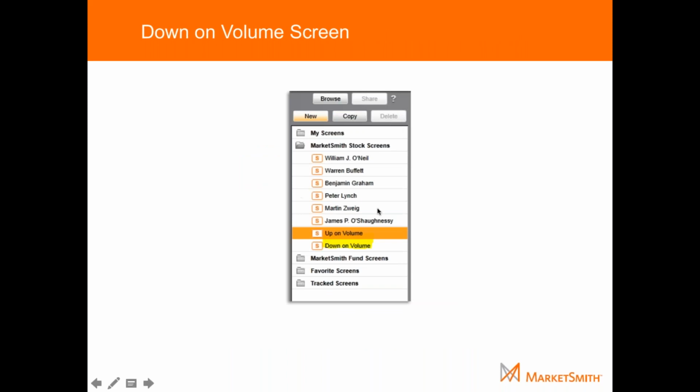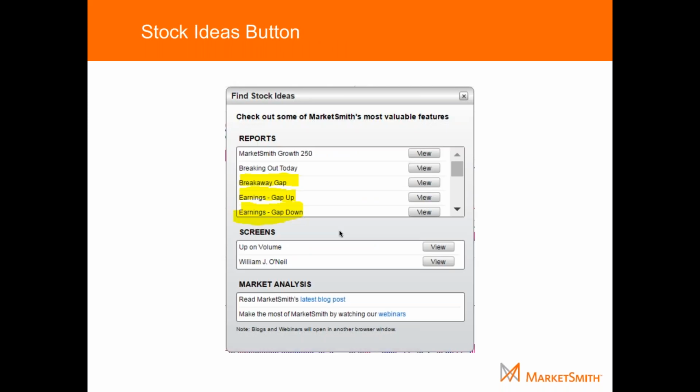Down on volume, this is your screener panel. Under MarketSmith stock screens, you could look at Down on Volume. I really don't go through these much. I mean, if my stock is down on volume, I'm going to know it. And I'm not looking to buy anything down on volume. But we do have that option if you want to peruse through those. Personally, I don't use it too much, but that's where that one is.